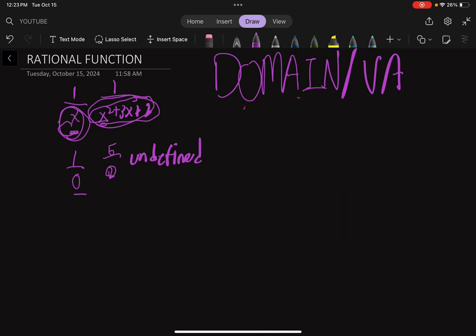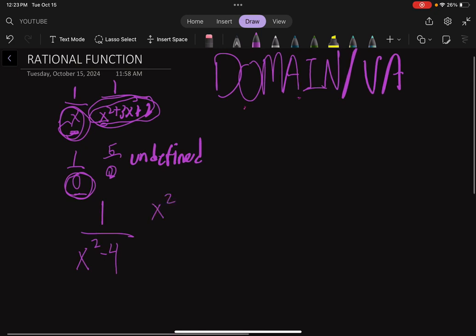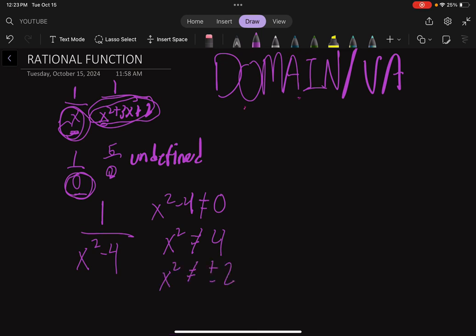So let's say we're given 1 over x squared minus 4. How would we find the vertical asymptotes for this? Well, we said that we just need to figure out where it's 1 over 0. So we can set the denominator equal to 0, and we can say it cannot be 0 because that's where it'll be undefined. So x squared cannot be 4. Oops, that should be x. So x cannot be plus or minus 2.